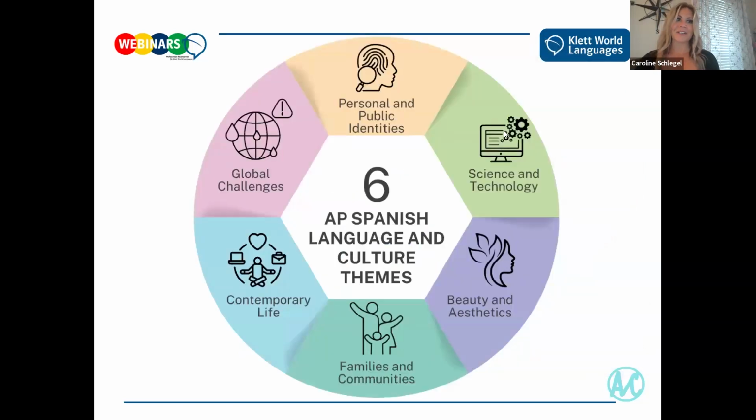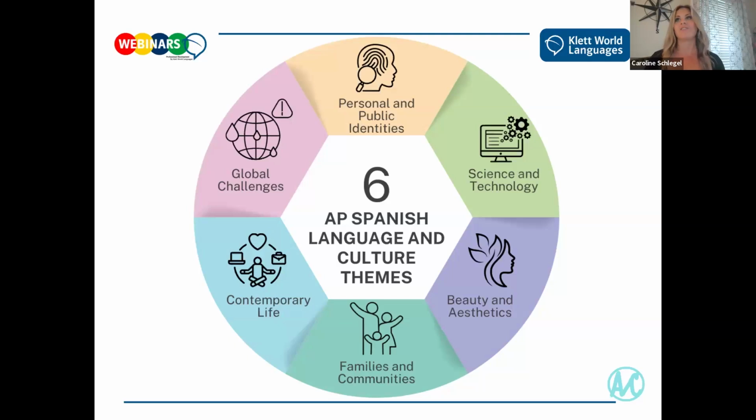When you take a look here, we're talking about the 6 AP themes. I think it's really important, as Aubrey mentioned, to take a look at what this test is. What are students being asked to do? What modes of communication are they using? The answer is all of them. But these are the things that should inform our instruction beginning in level 1.